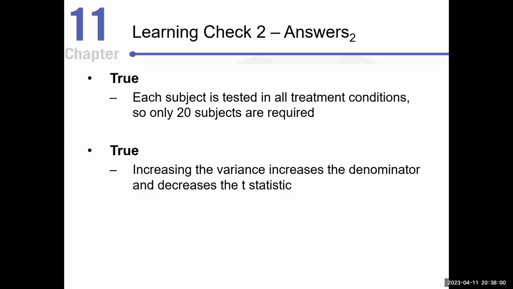And then the second one says increasing the variance, and this goes with any particular test that we do. Increasing the variance increases the denominator and decreases the t statistic. So you want to decrease your variance, which then will increase your t statistic, which gives you a greater likelihood that you'll reject the null hypothesis. Okay.